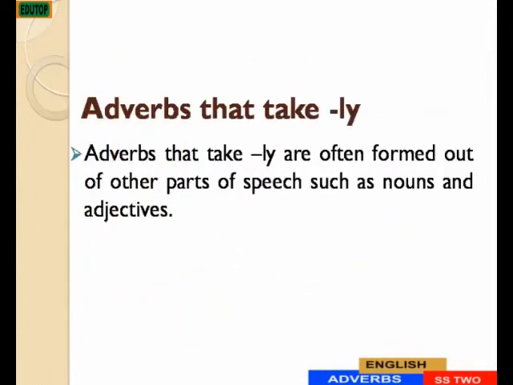Let's look at how adverbs are formed by adding ly to an existing word from another class of speech. Adverbs that take ly are often formed out of other parts of speech, such as nouns and adjectives. Now let's check how nouns could be converted to adverbs.